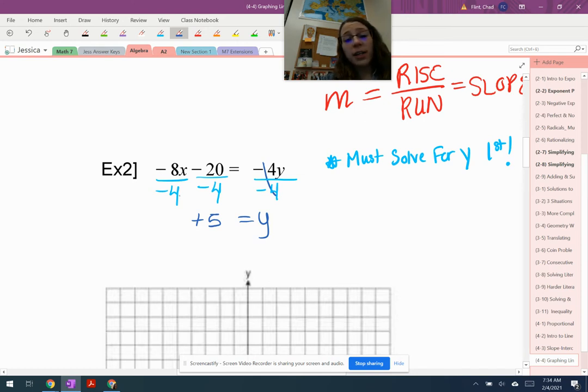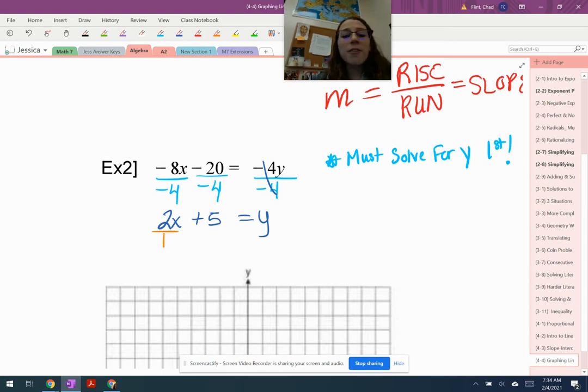-8x divided by -4 is going to be a +2x. But again, that 2 is not a fraction. Never fear, hopefully you remember from 7th grade with me that you can turn any number into a fraction by simply putting it over a 1. Because, remember, fraction bars represent division. 2 divided by 1 is still just 2. All right, so now we can graph.